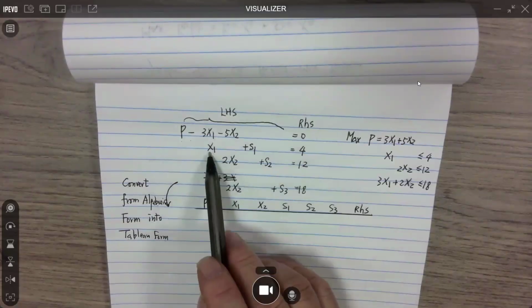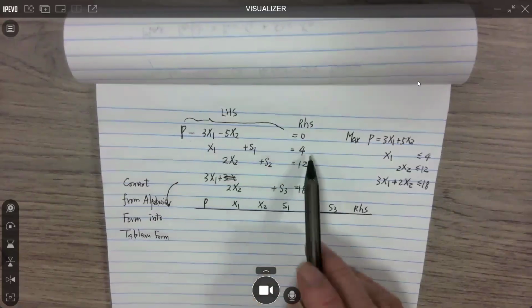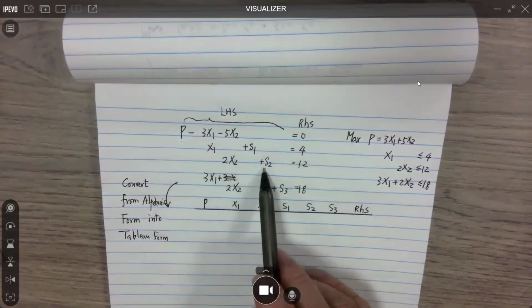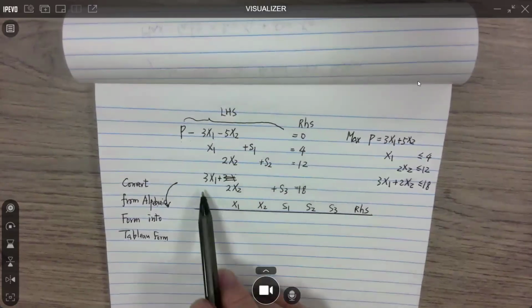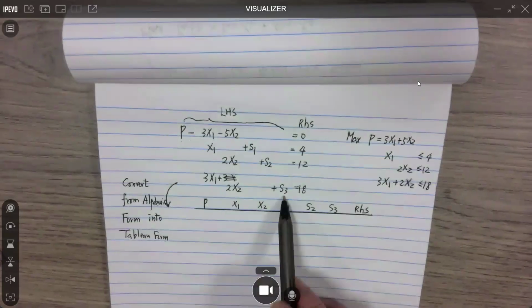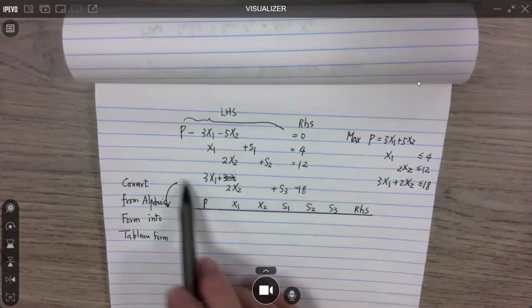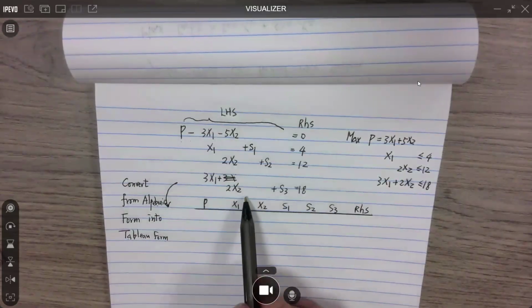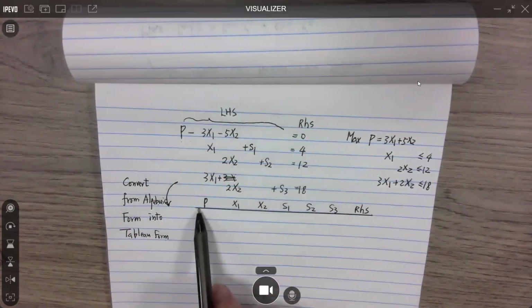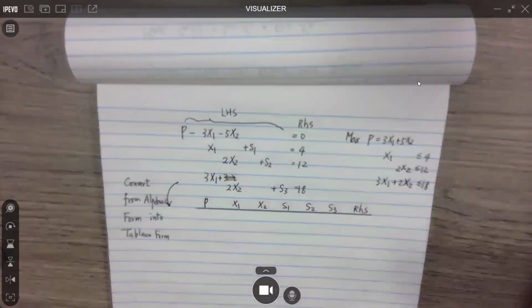Then x1 plus s1 equal to 4. 2x2 plus s2 equal to 12. 3x1 plus 2x2 plus s3 equal to 18. This is what we call algebraic form, and we're going to convert it into tabular form. And it's actually quite easy.